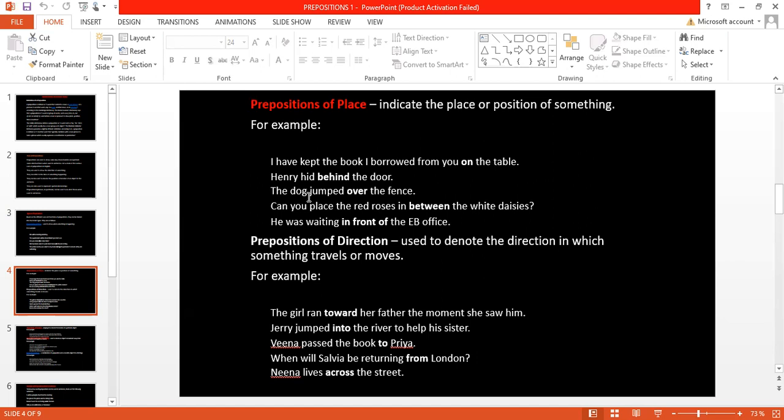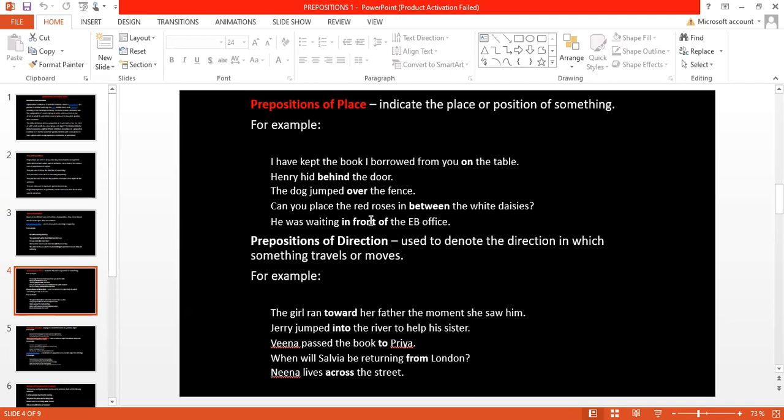All right, look at another example. Henry hid behind the door. The dog jumped over the fence. Can you place the red roses in between the white daisies? He was waiting in front of the EB office. Now look at "in front of," which is a prepositional phrase. All right, so take note of that.